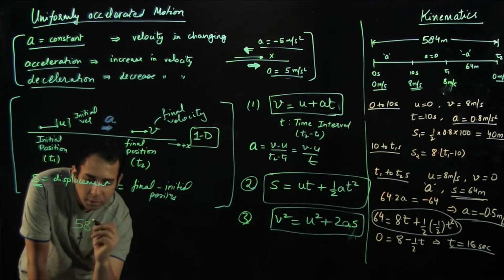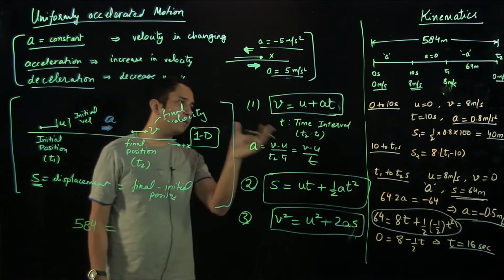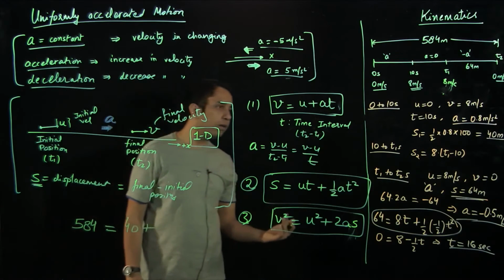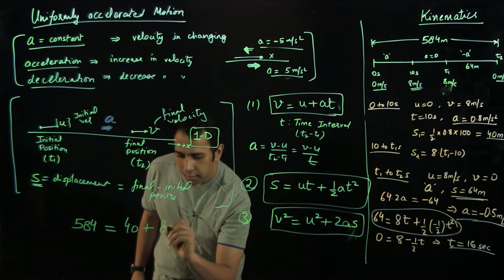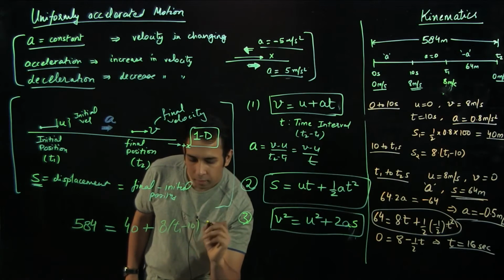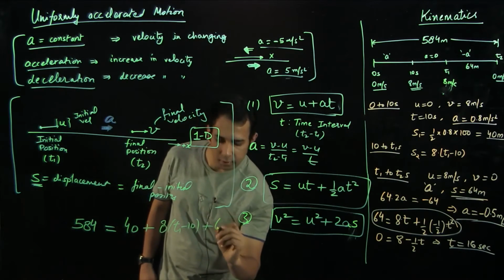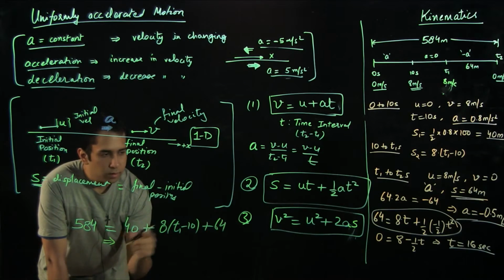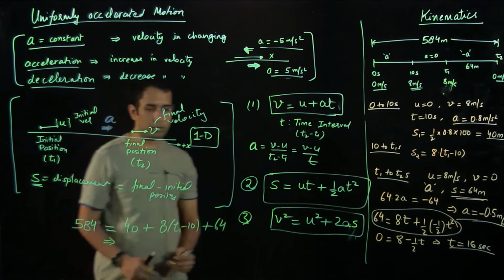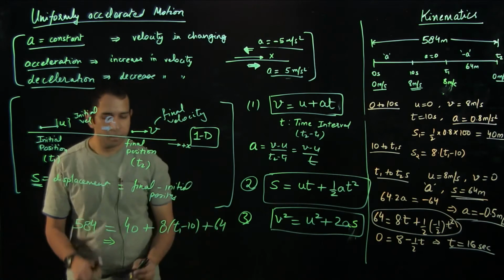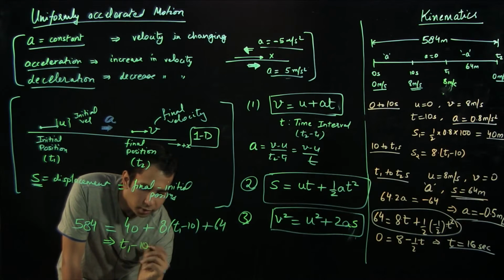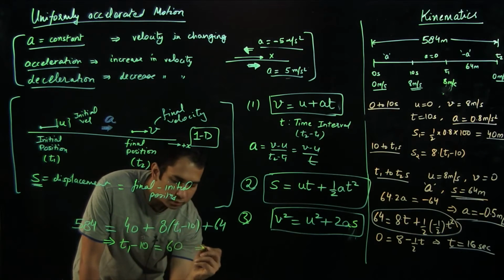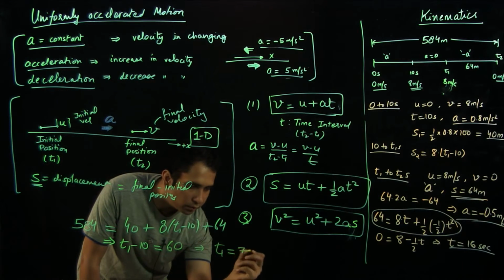So let us take the sum of displacements in all three time intervals and equate it to 584 meters. So the net displacement, 584, is equal to the displacement in the first, which is 40, plus the displacement in the second, which is 8 into t1 minus 10, plus the displacement in the third time interval, which is 64. So this gives me 8 into t1 minus 10 is equal to 480, so t1 minus 10 is equal to 60. So this gives us t1 equal to 70 seconds.